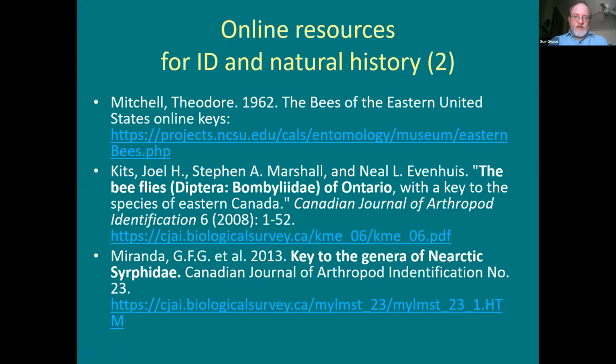Another couple things: classic bee online keys, and a great paper on bee flies. These are open access, which is great. This really nice paper on bee flies is sort of the best field guide we have. And then there's also a key to syrphids. You'll have these links later.